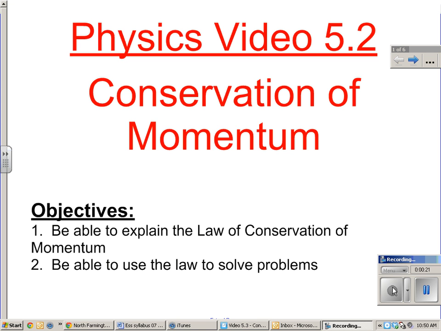And then in class, when I see you, we'll talk a little bit more about the concepts and what all of this means, okay? So the objectives behind the video today are, number one, to be able to explain what the law of conservation of momentum says, and secondly, to be able to use that law to solve problems. Okay, so here we go.